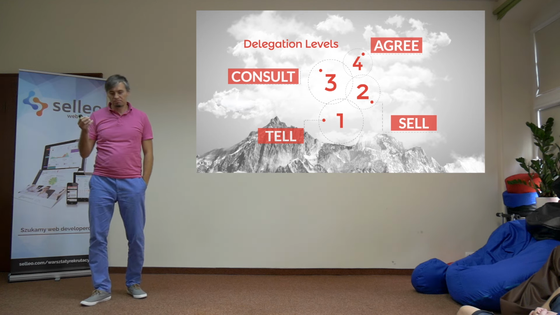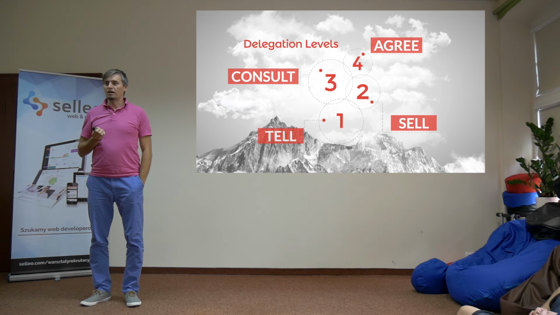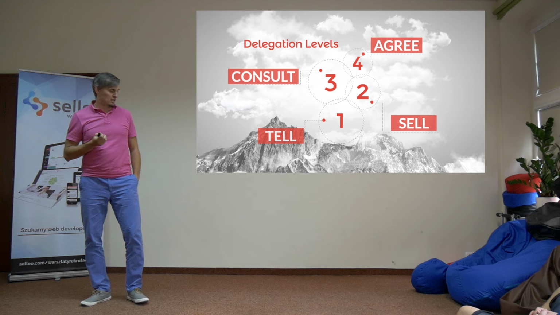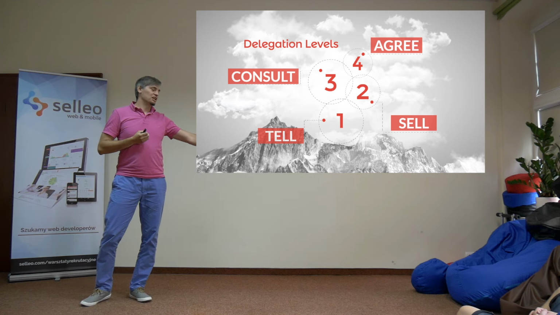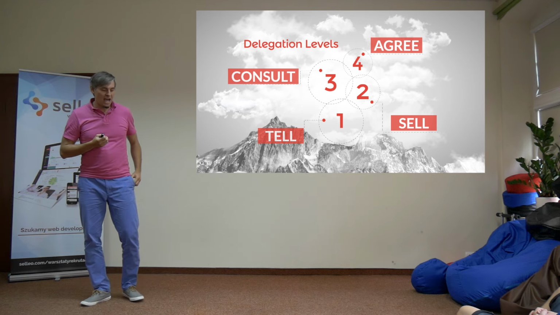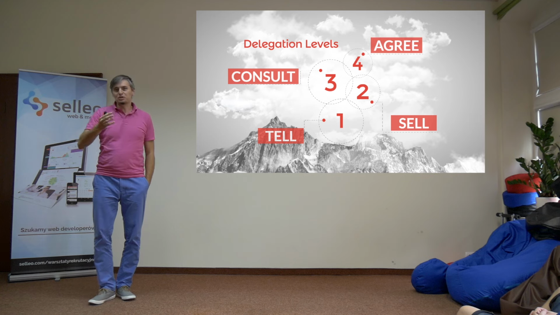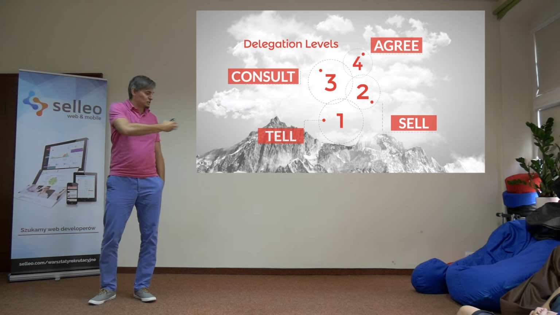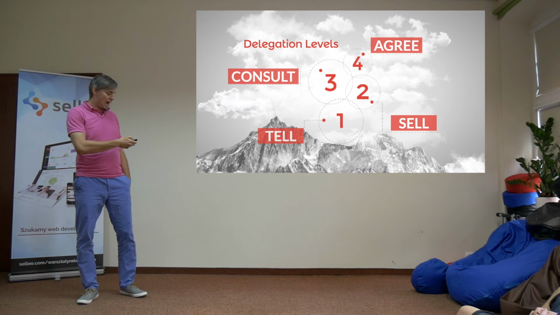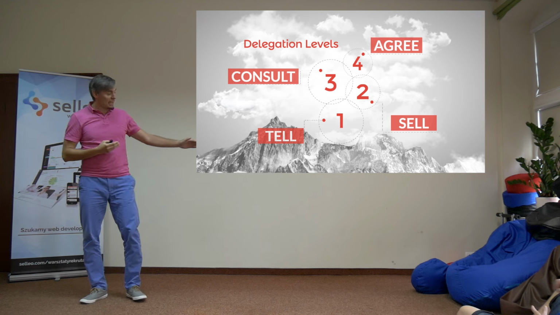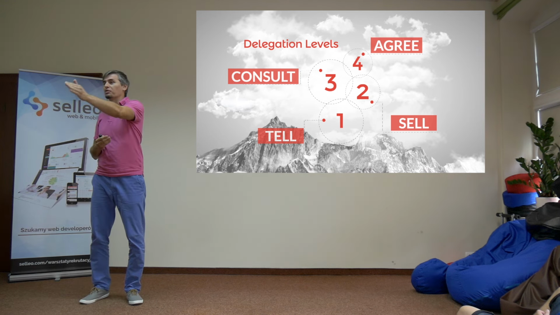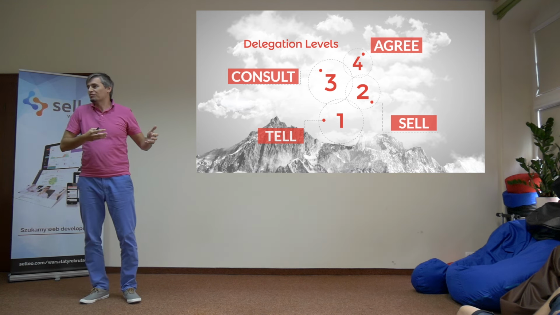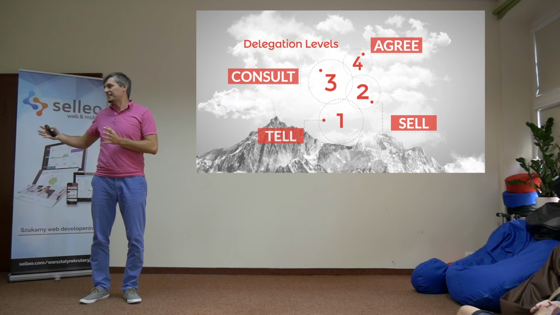Let's imagine a situation that it's impossible to happen, but that we have a guy sitting here with a steering wheel. And probably it will put some attention from me to this guy. So as a manager, I can tell him, take the steering wheel and go there. So it's just some kind of order. So this is the tell level.